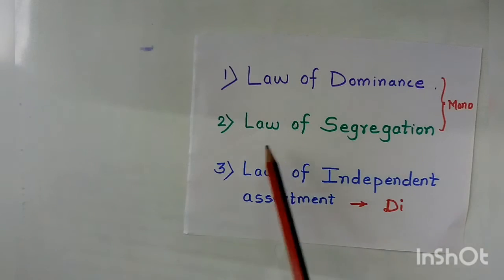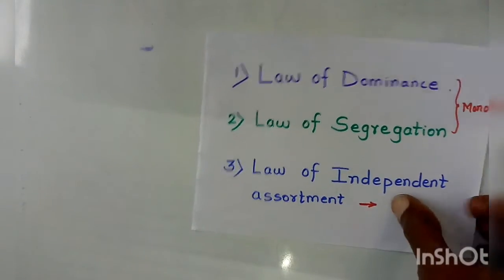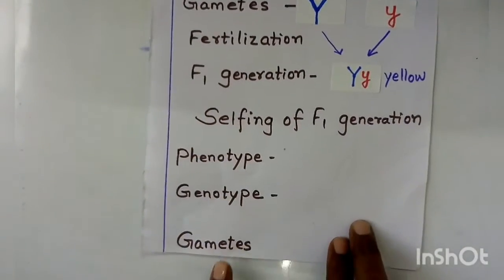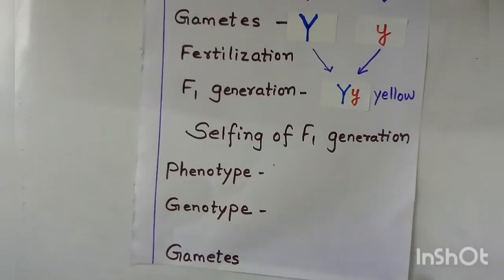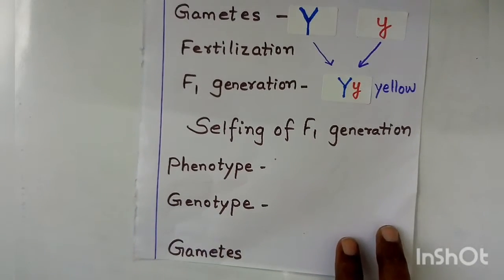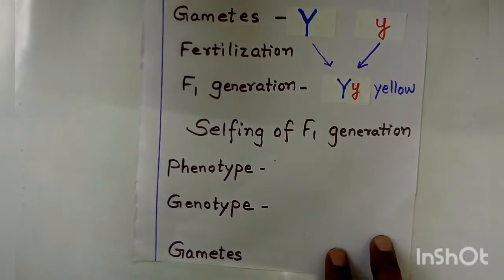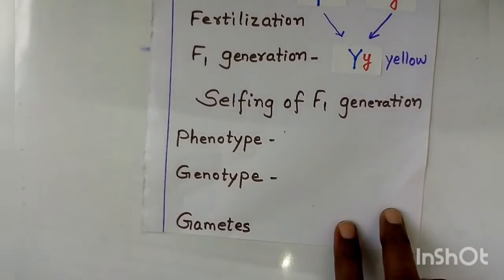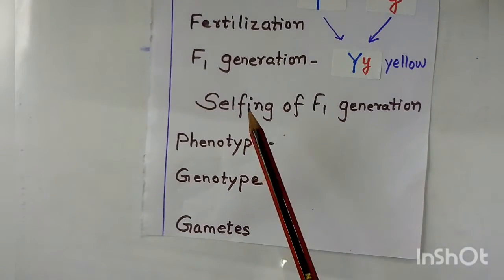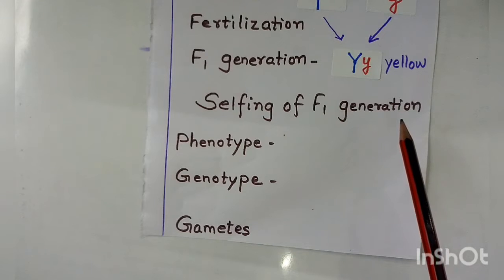Now coming to the second law. The second law is called the law of segregation or law of separation. That is our second law, law of segregation. Now for this law, we'll need the second half of our schematic representation or diagrammatic representation of monohybrid cross. Now the second half is obtained after selfing of F1 generation.